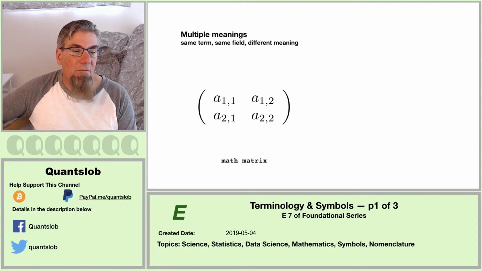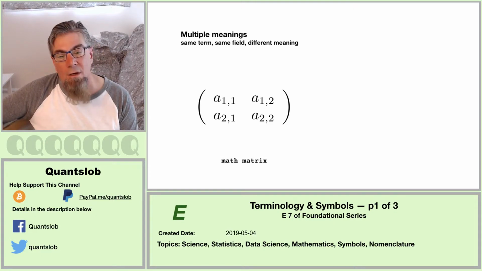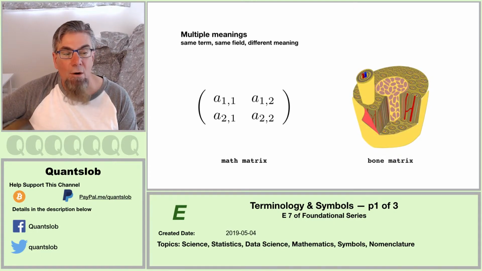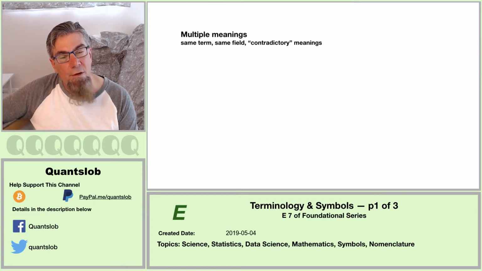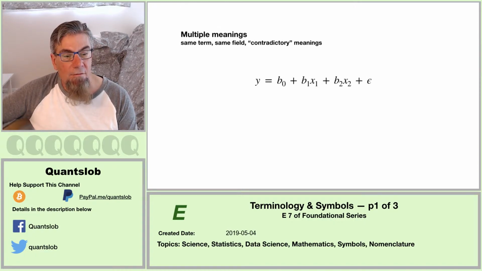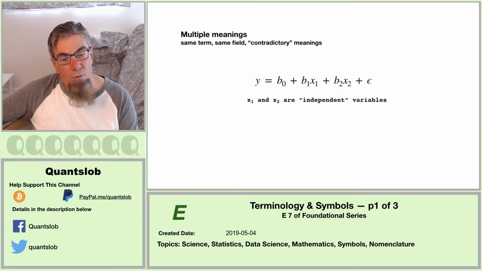Sometimes, even within the same field, the same word can have two meanings. A medical clinician might use a numeric matrix to model the growth of bone matrix. On occasion, we find the seemingly awkward case where even within the same field, the same word can have two different meanings that seem to contradict one another.